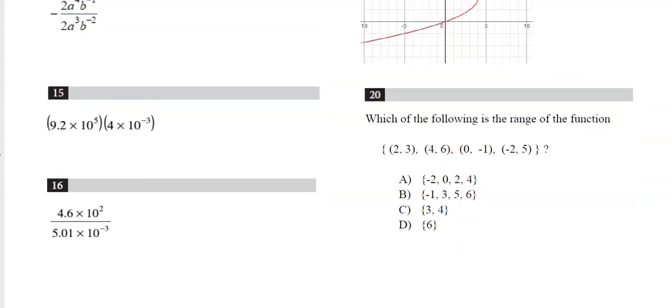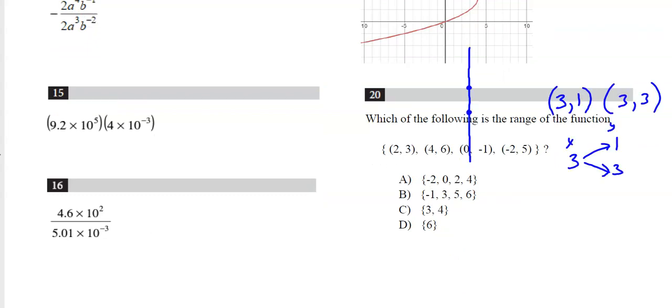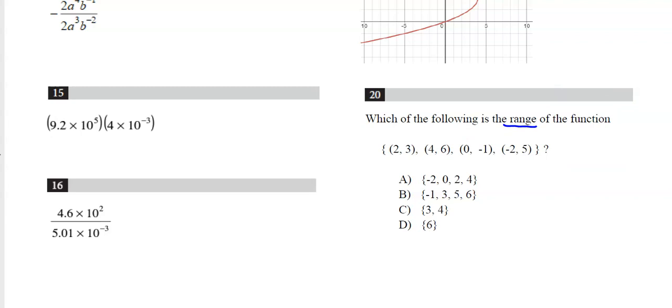Number 20 is just kind of a vocab thing. It's like, hey, what's the range of the function? So remember, the range are the y coordinates or the y values. So I'm looking for the set that contains those numbers. Usually they put them in order from small to big. So that would be B. I tried to trick you with A. A would be the domain. A would be the x values. All right, so just make sure domain is x, range is y, and you should be good to go.